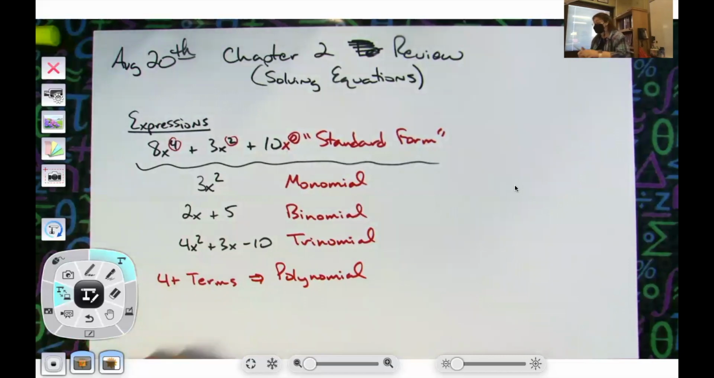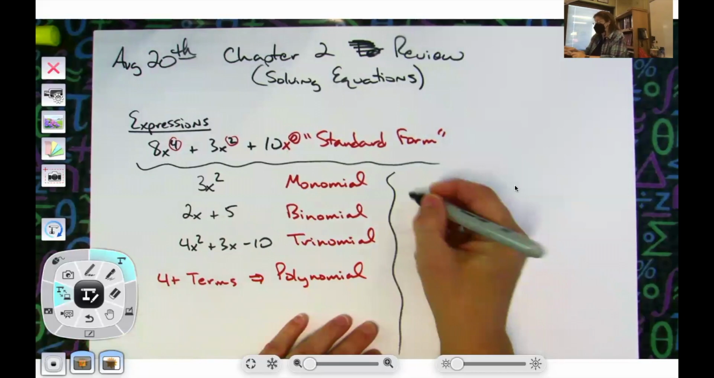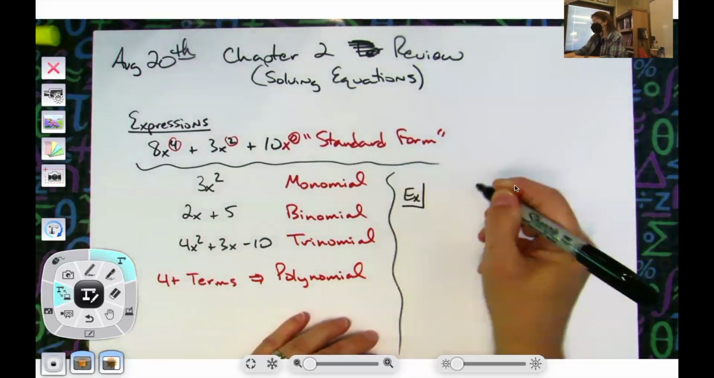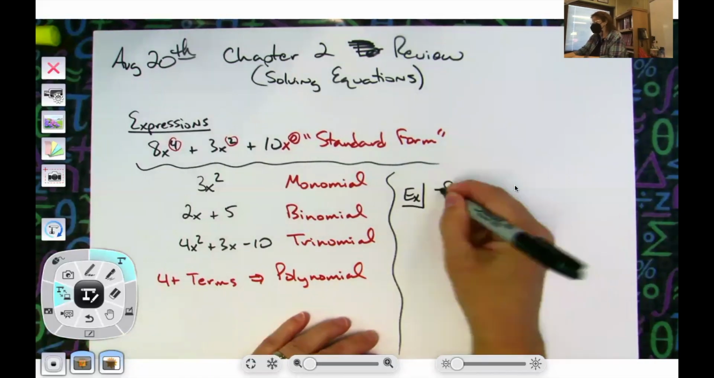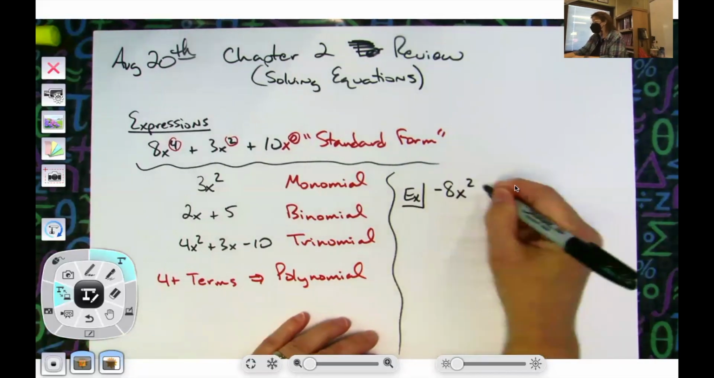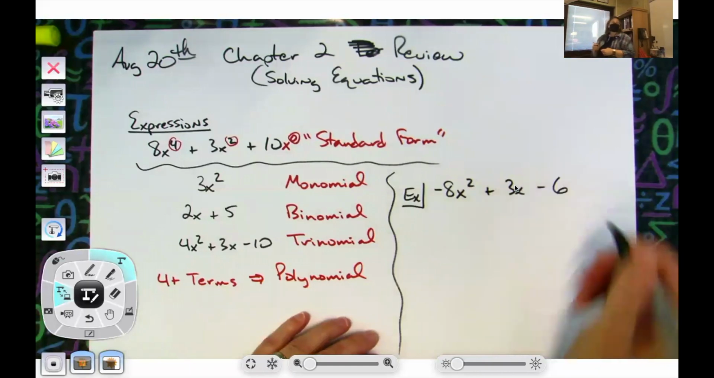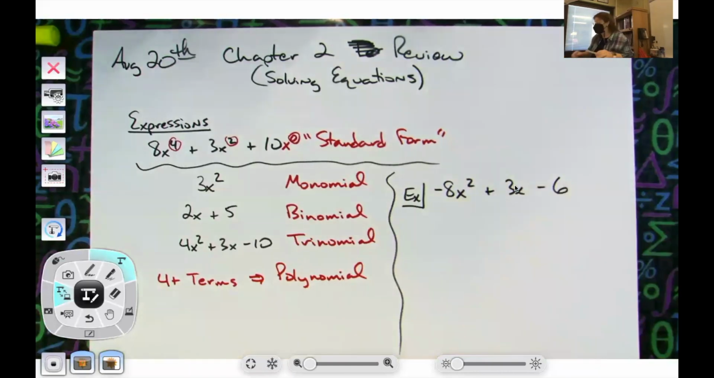Here, let's do something else since I'm on this. Let's do an example like this. Let's suppose I had a negative 8x squared plus 3x minus 6. So that's a trinomial, right? Is it in standard form? Yes, it's in standard form.